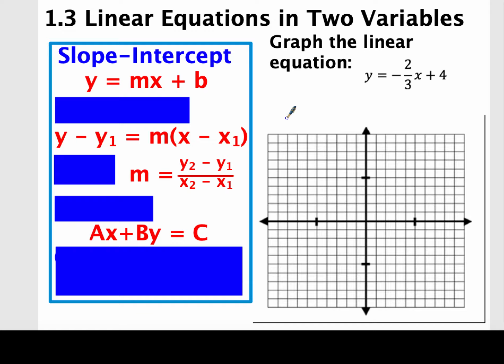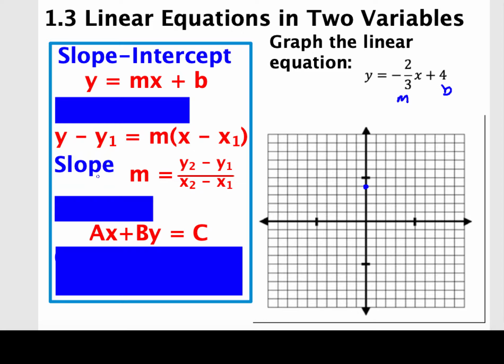Again, we like that form because it's a really quick and easy thing to graph. Our slope is going to be negative 2/3. Our y-intercept, or what we often call b, is 4. And so we can start by traveling up the y-axis, 1, 2, 3, 4, and plotting a point, and then using that negative 2/3 as our slope.